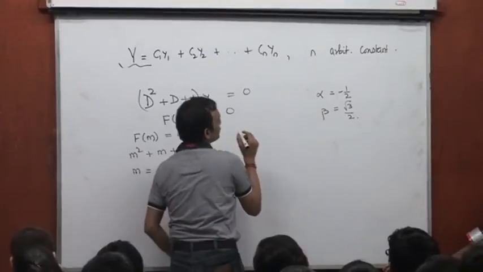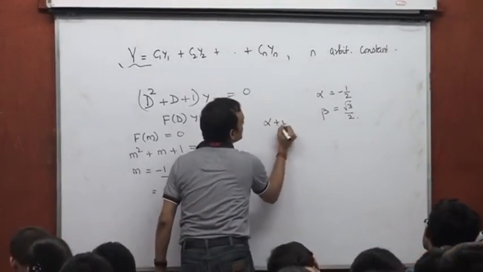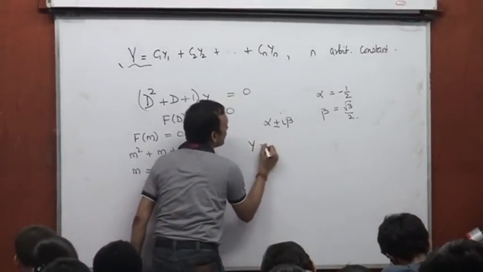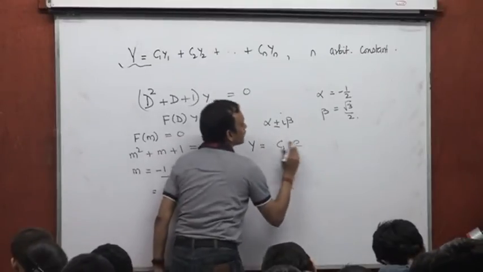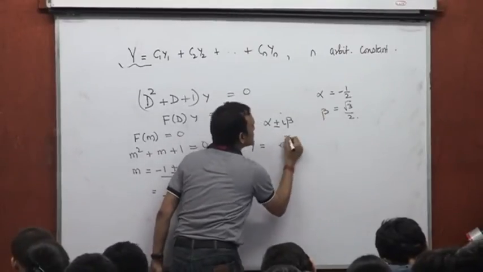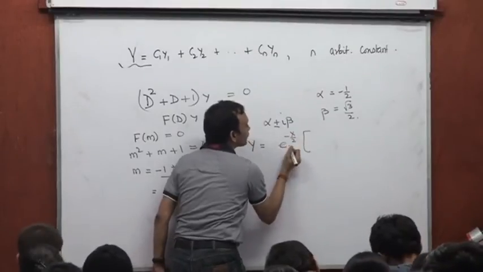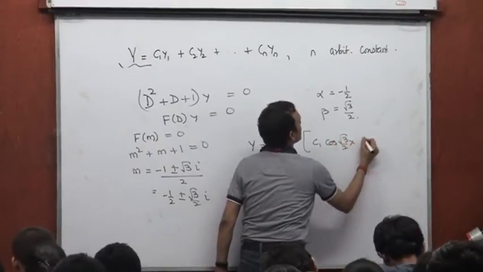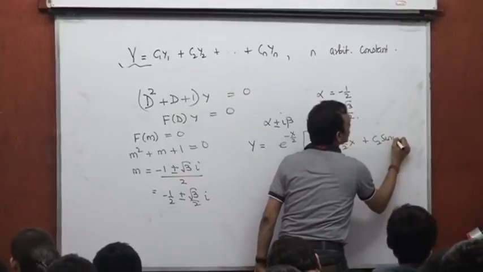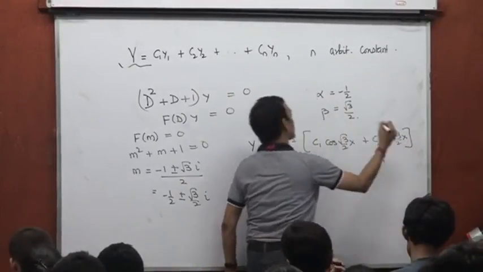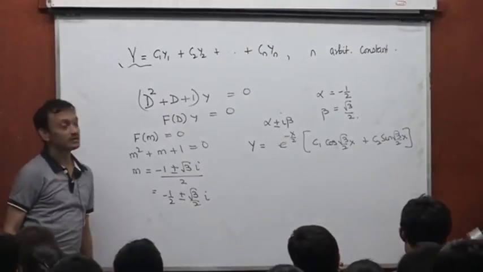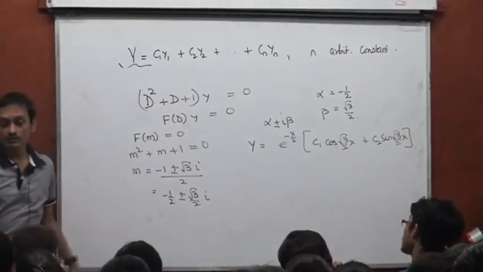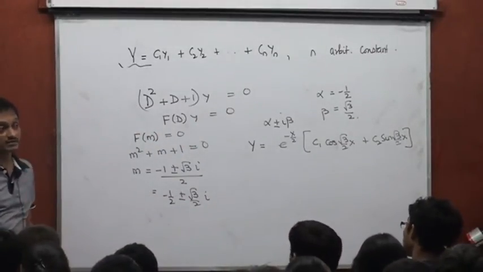Then the solution to this differential equation would be, so the roots are alpha plus minus i beta. So the general solution would be y equal to e power alpha x, that is e power minus x by 2, into c1 cos beta x, cos root 3 by 2 x, plus c2 sin beta x. That would be the general solution: e power alpha x into c1 cos beta x plus c2 sin beta x. That's the contribution made by the pair of complex roots that occurred in pairs.